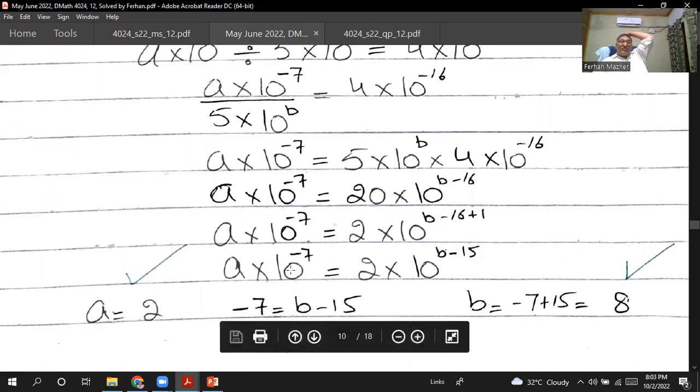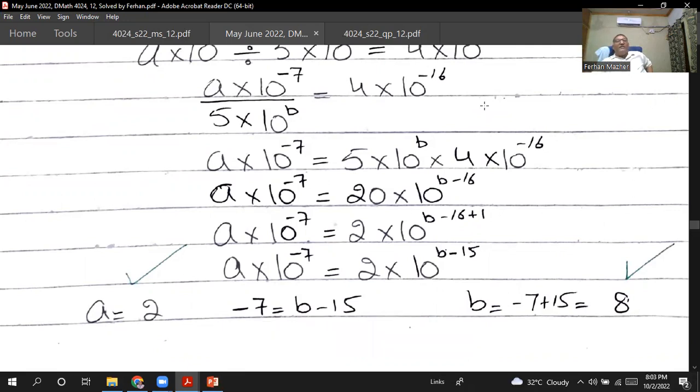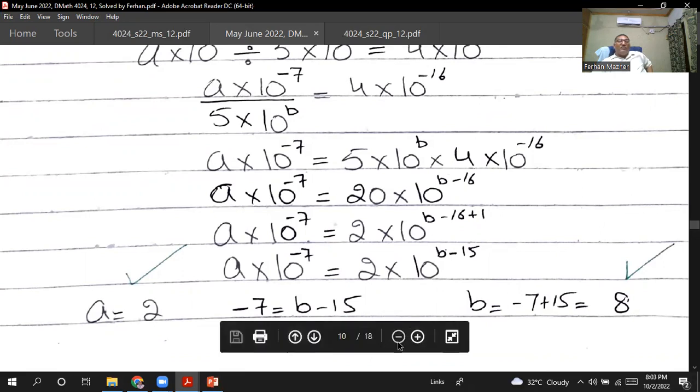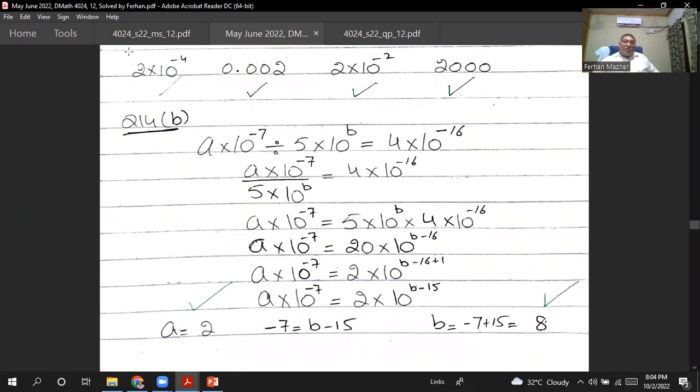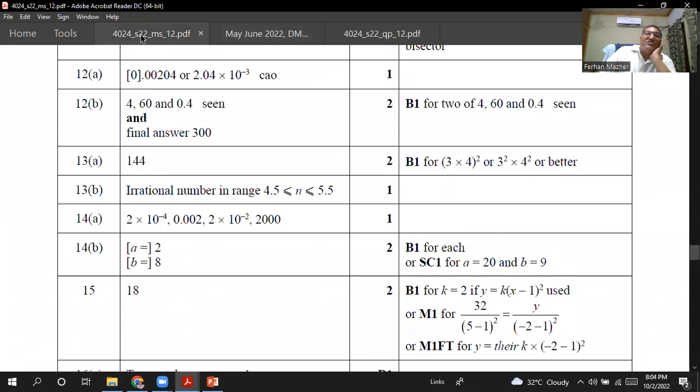So it will be a × 10^-7 equals 2 × 10^(b-15). So the value of a is 2, and the value of b you can find by comparing these powers. Minus 7 is equal to b minus 15. So b will be equal to minus 7 plus 15, and b will be 8. So this is how you will do this question. Hopefully you understand this. The whole part is showing up on your screen. You can pause the video and take your time with this question. So let's check. A is 2, b is 8. A is 2, b is 8. So our answer is right. So that's question number 14.